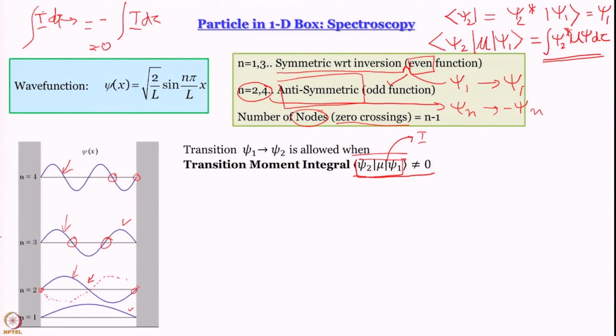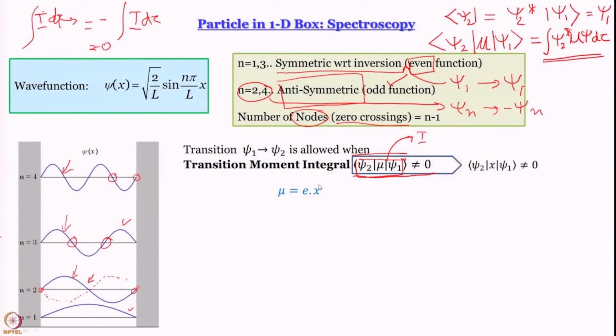Say q equal to minus q only when q is equal to 0, otherwise it is impossible. So, what we learn is that this I has to be symmetric, and I here is a triple product, two wave functions and your dipole moment. Is dipole moment symmetric or is it antisymmetric? Let us not forget that we can write dipole moment as mu equal to e into x, where e is electronic charge, x is displacement. X, is it symmetric or is it antisymmetric?